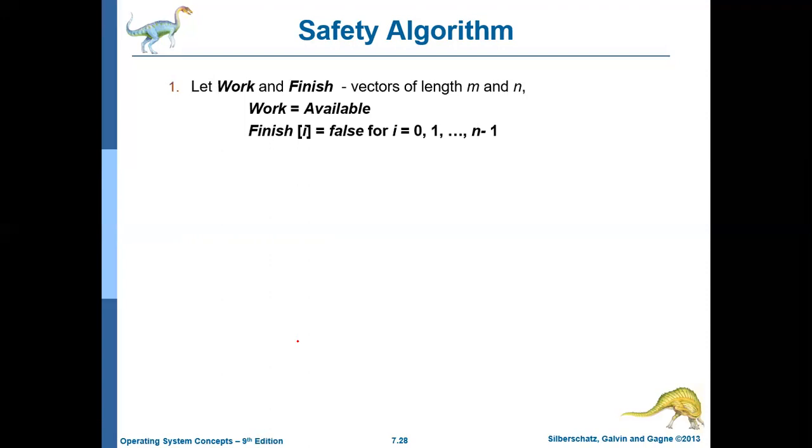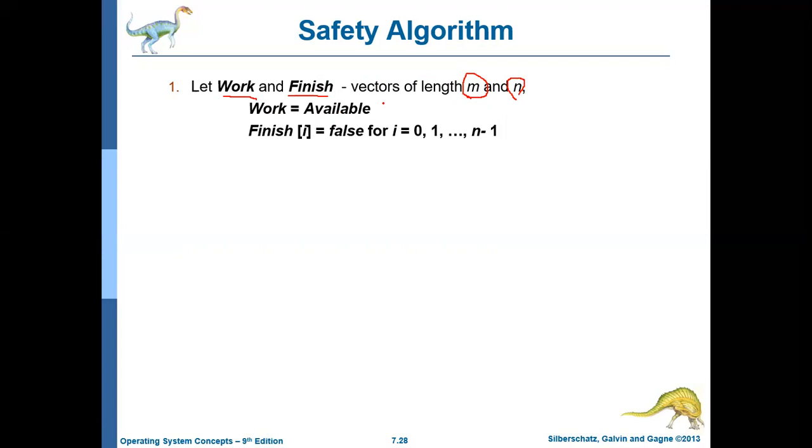In the safety algorithm, we use two vectors. These are work and finish, and these vectors are of length m and n. Work represents the resources, so the number of resources is m, and finish represents the number of processes. Finish represents how many processes have been completed so far. And the length of work is equal to m, which is nothing but the number of resource types. So the first step is: work is equal to available.